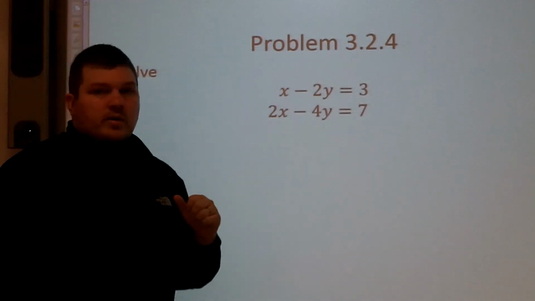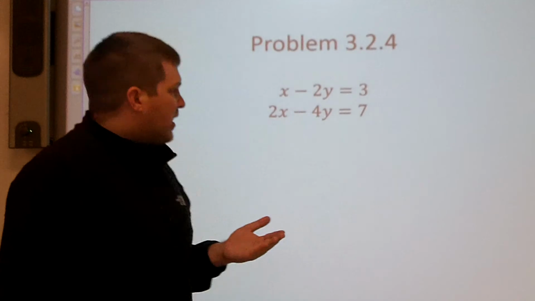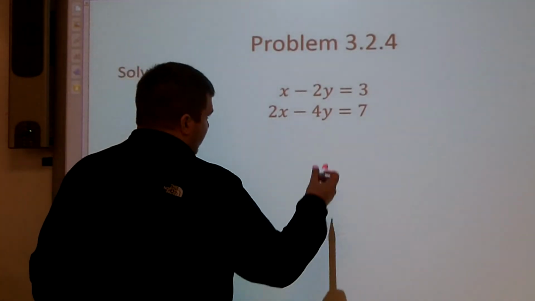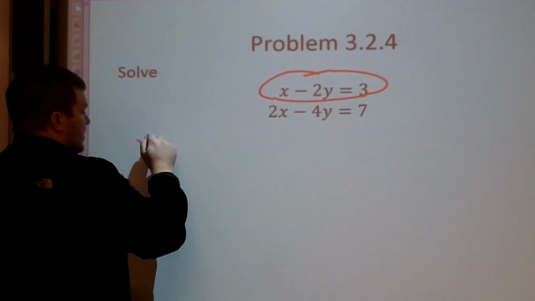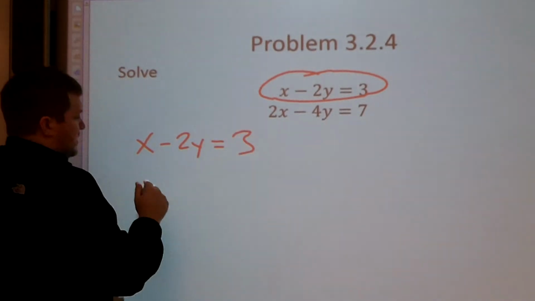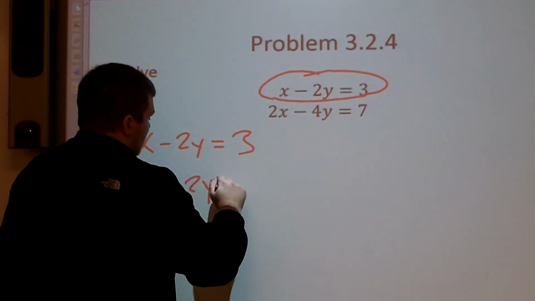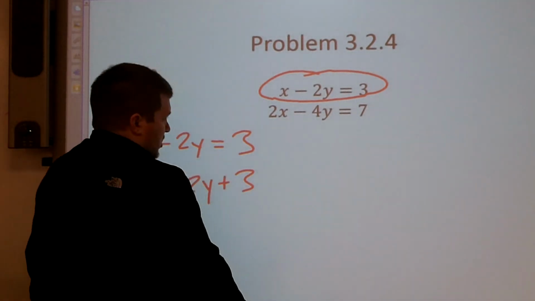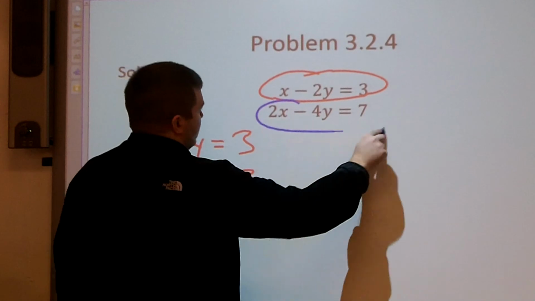All right, let's solve this one. So again, we want to use whatever method we choose. Looking at it, it might be a little bit easier to do substitution on this problem. I'm going to look at the first equation and get x by itself. I have x minus 2y equals 3, and getting x by itself, by adding 2y to both sides, I have x is equal to 2y plus 3. Now, what that means is, in this bottom equation, everywhere I see an x, I can plug in 2y plus 3. So that's what I'm going to do.